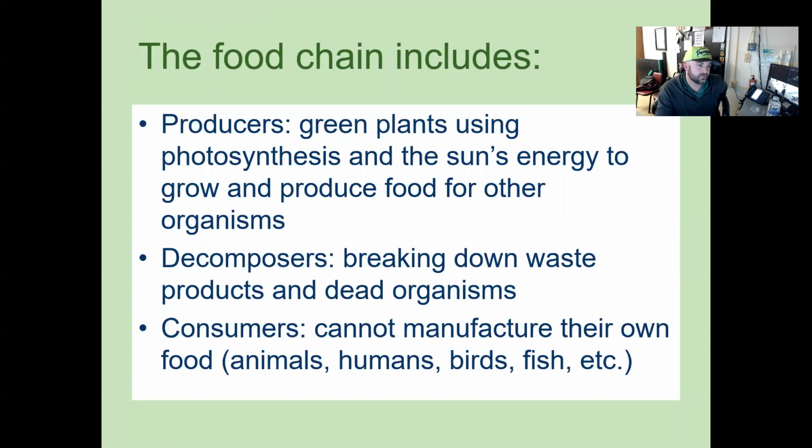So the food chain includes producers: green plants using photosynthesis and the sun's energy to grow and produce food for other organisms. Decomposers: breaking down waste products and dead organisms. And then consumers, who cannot manufacture their own food: animals, humans, birds, fish, etc. So the fish, the consumers, are taking it in, then it's being produced by the green plants, and then decomposed, breaking down waste products and dead organisms.